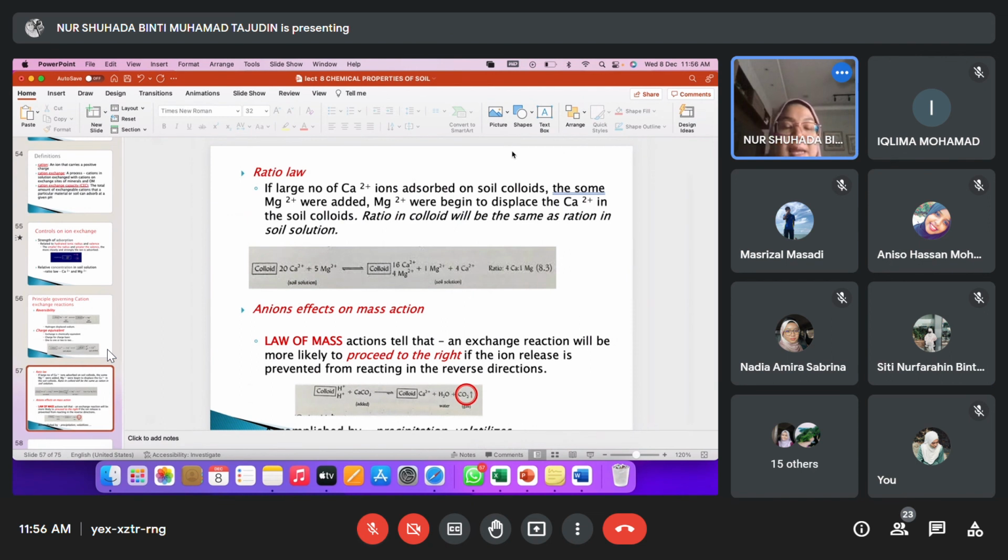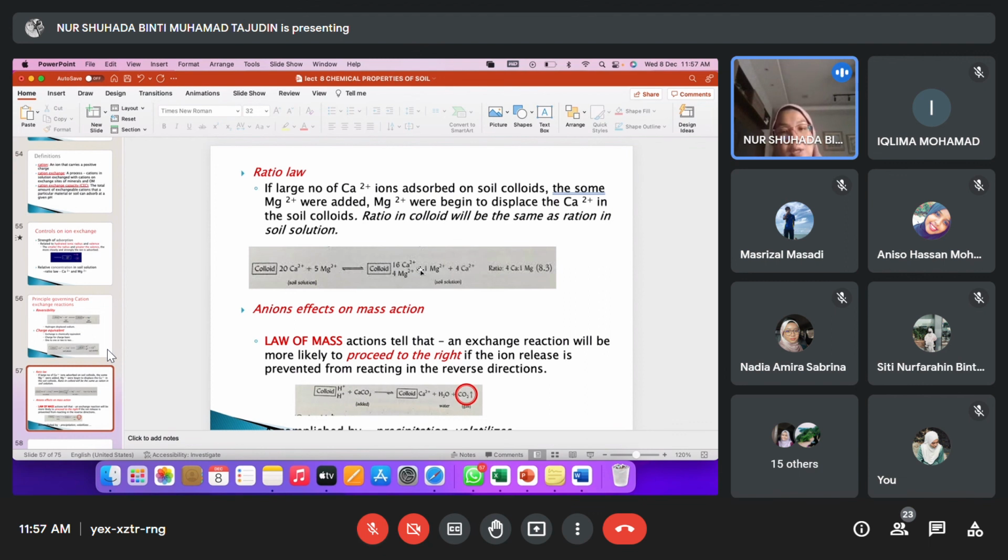Number 3, it depends on the ratio. This is the most important one: the ratio law. In the soil solution, for example, if your soil colloids can hold 20 calcium and 5 magnesium, you see here that the amount of calcium is 20 and the amount of magnesium is 5. So it can absorb by ratio. For example, it can absorb 16 calciums and also 4 magnesium.